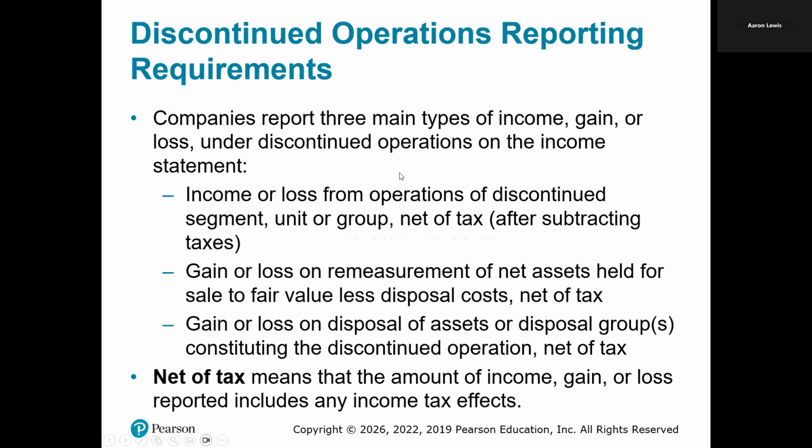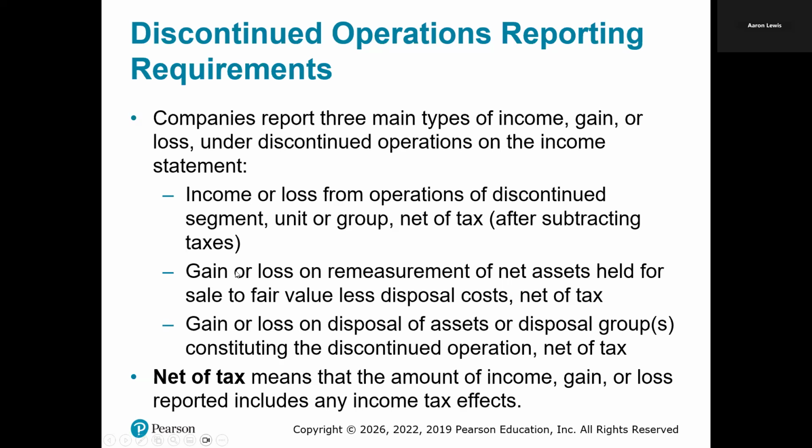When you do so, there's three big components that you have to report, depending on the situation, for your discontinued operations. And one, if there was any operating from that element that's now being discontinued during the period, it's either going to generate some kind of income or more probably incur a loss during the period. Well, you still have to factor that into your company's overall profitability. So any income or loss that resulted from the operations of a discontinued segment, unit, or group gets reported.